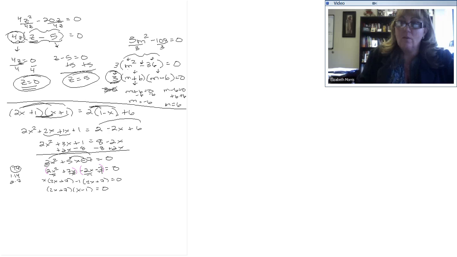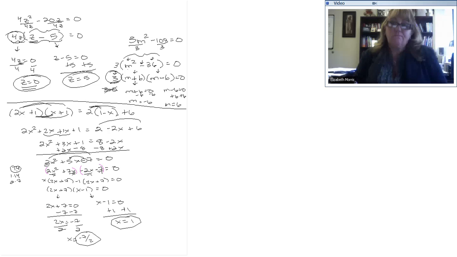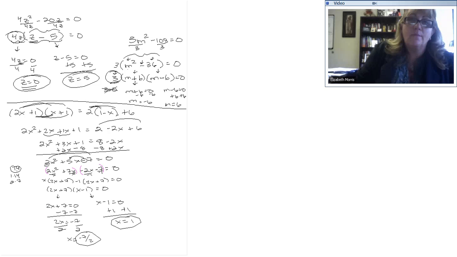So this factors as 2x plus 7 times x minus 1. Now, ooh, look at this, I can keep going. That's cool. Now I set each piece equal to 0. Here I'd move the 7 over. I get 2x equals negative 7. Divide by 2, and I get x is negative 7 halves. Here I move the 1 over, and I get x is 1. Okay? So sometimes it's going to take a little bit more work.